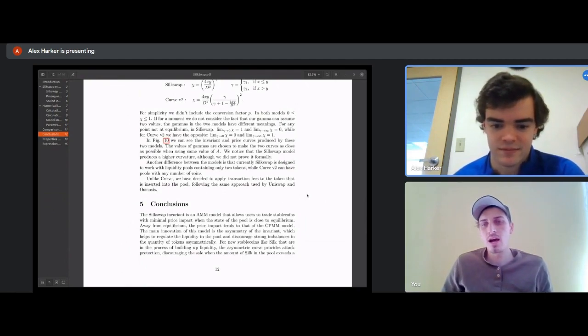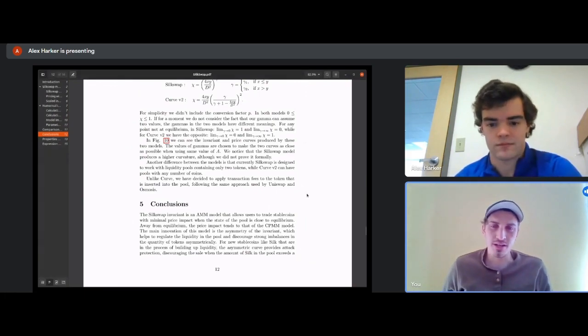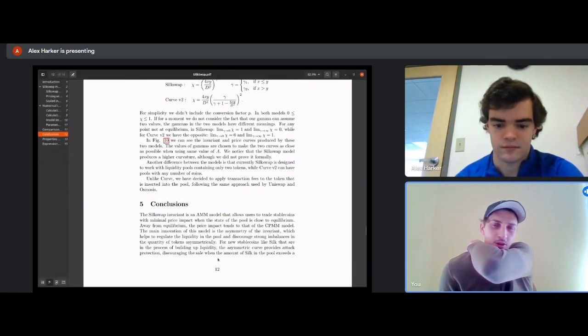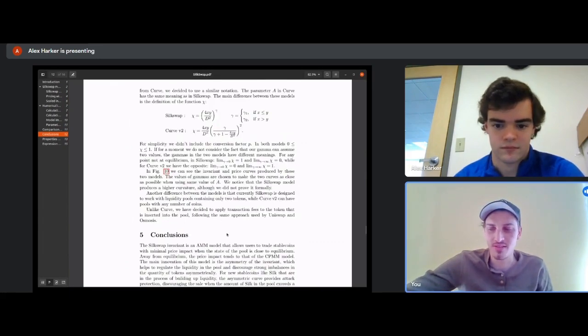Sure. One of the questions out there is obviously that a lot of inspiration was taken from Curve. So I'm just curious, Alex, from your perspective, when you compare Curve to SilkSwap for the average person, what would you say the difference is?